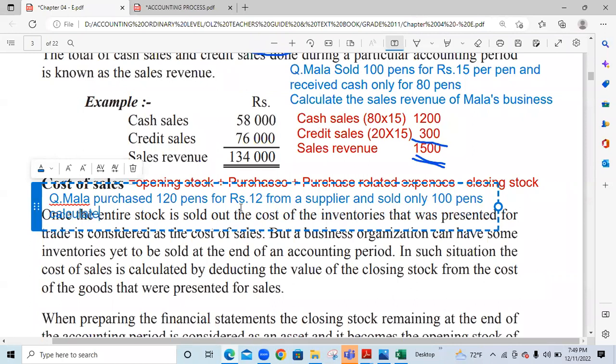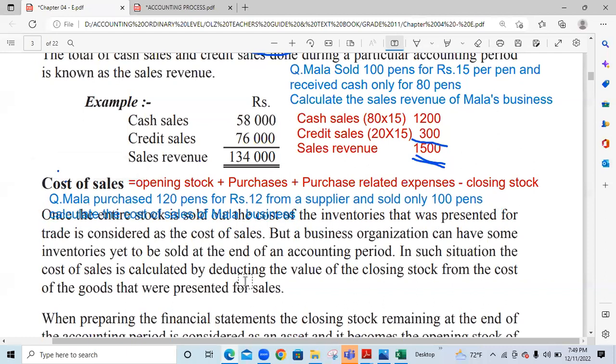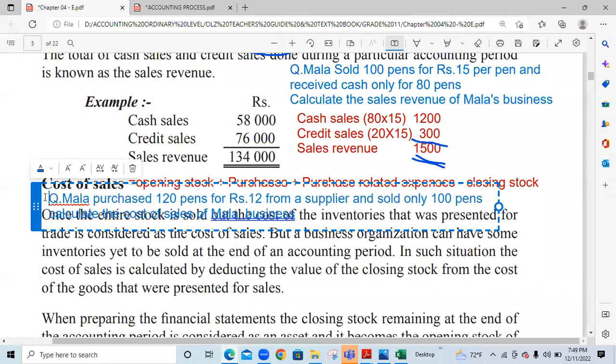Calculate. Okay, now start writing the cost of sales of Mala's business. Okay, y'all can start writing now.